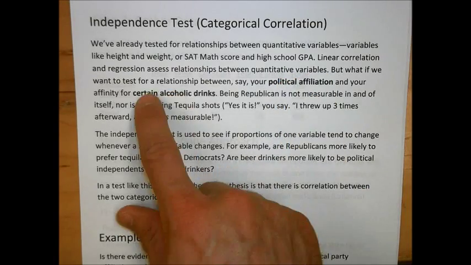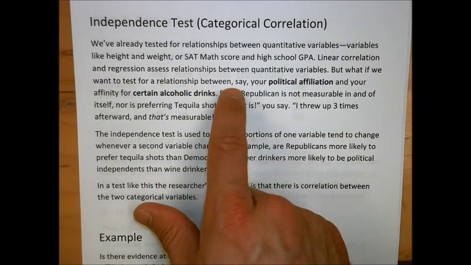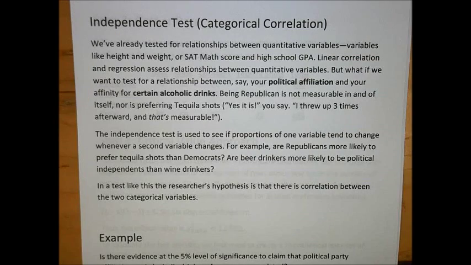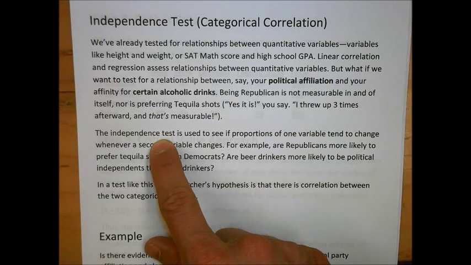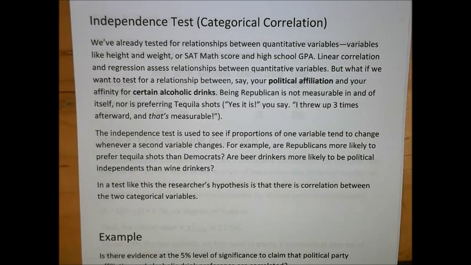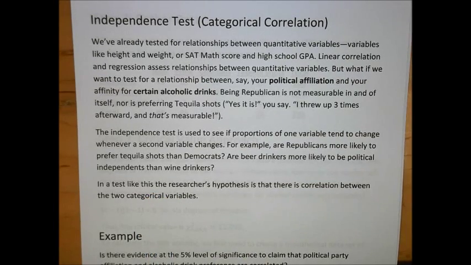But what if we want to test for a relationship between, say, your political affiliation and your affinity for certain alcoholic drinks? Being Republican is not measurable in and of itself, nor is preferring tequila shots. The independence test is used to see if proportions of one variable tend to change whenever a second variable changes. For example, are Republicans more likely to prefer tequila shots than Democrats? Are beer drinkers more likely to be political independents than wine drinkers are? In a test like this, the researcher's hypothesis is that there is a correlation between the two categorical variables.